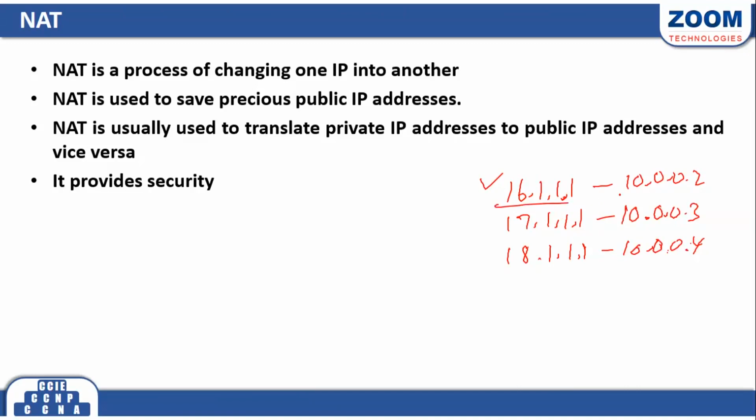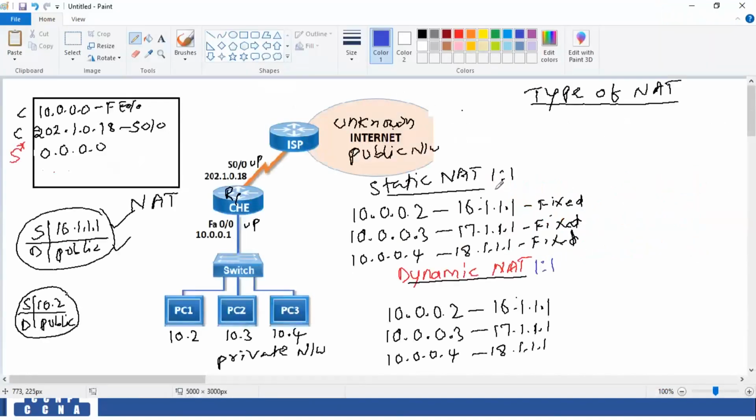Then 16 and 10.2 are fixed, they're mapped. So the 10.2 user can always reach 16, and the 10.4 user can always reach 18. But in dynamic NAT, you just pull a pool of public IP addresses and configure it in the router. I have 3 public IP addresses. My 3 public IPs are available here. You just dump them in. That's all.